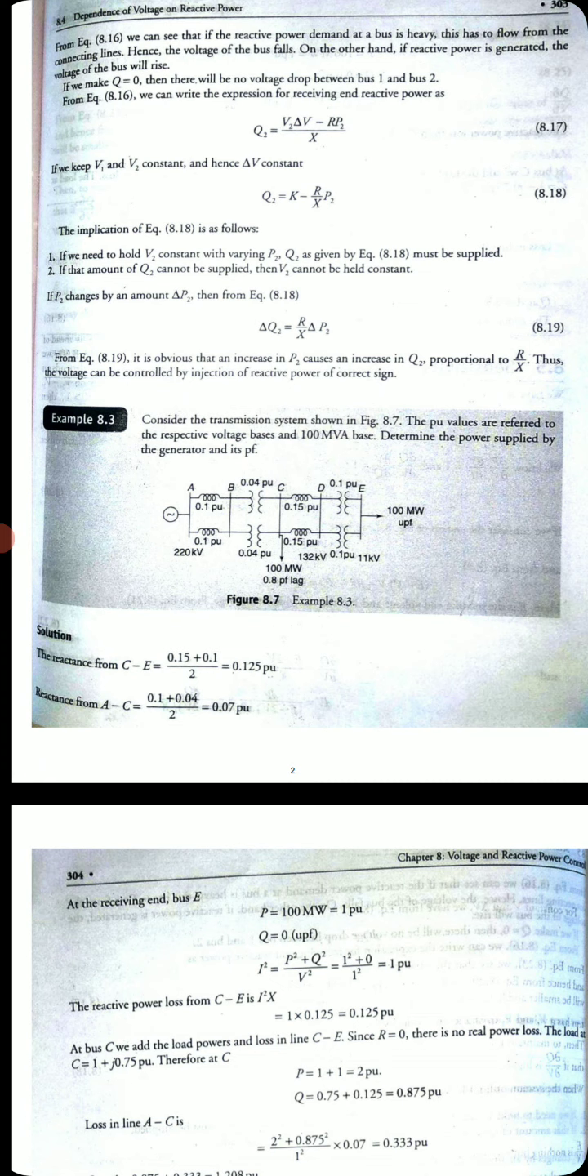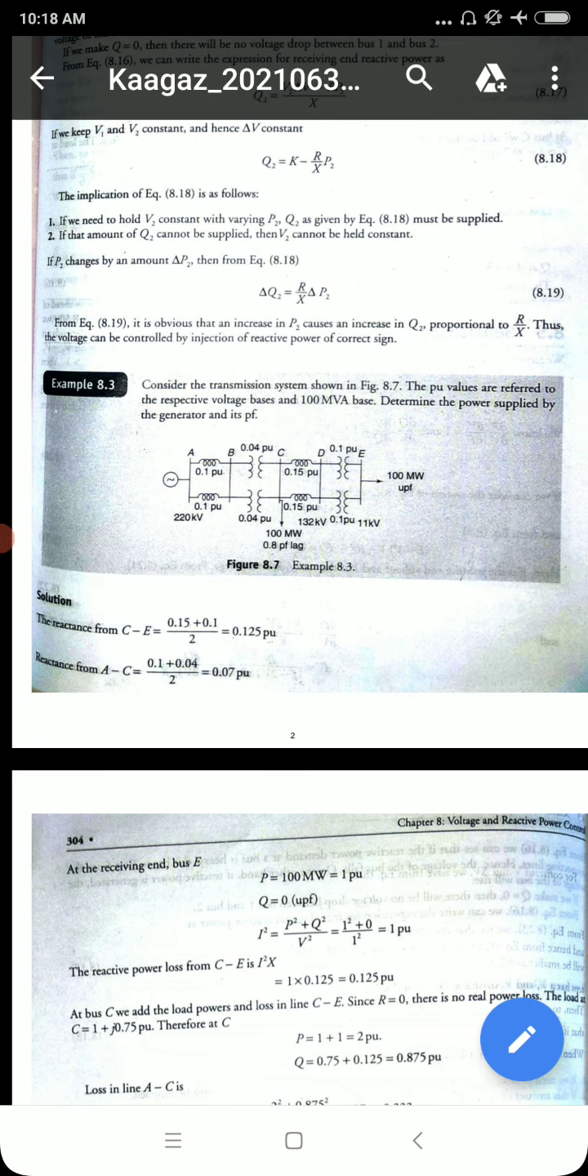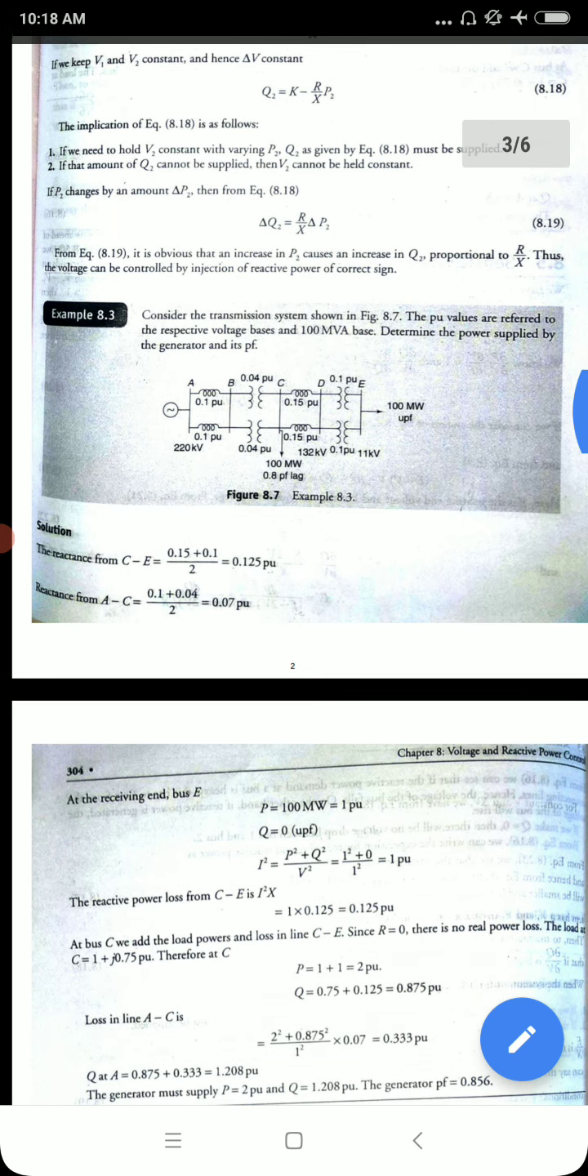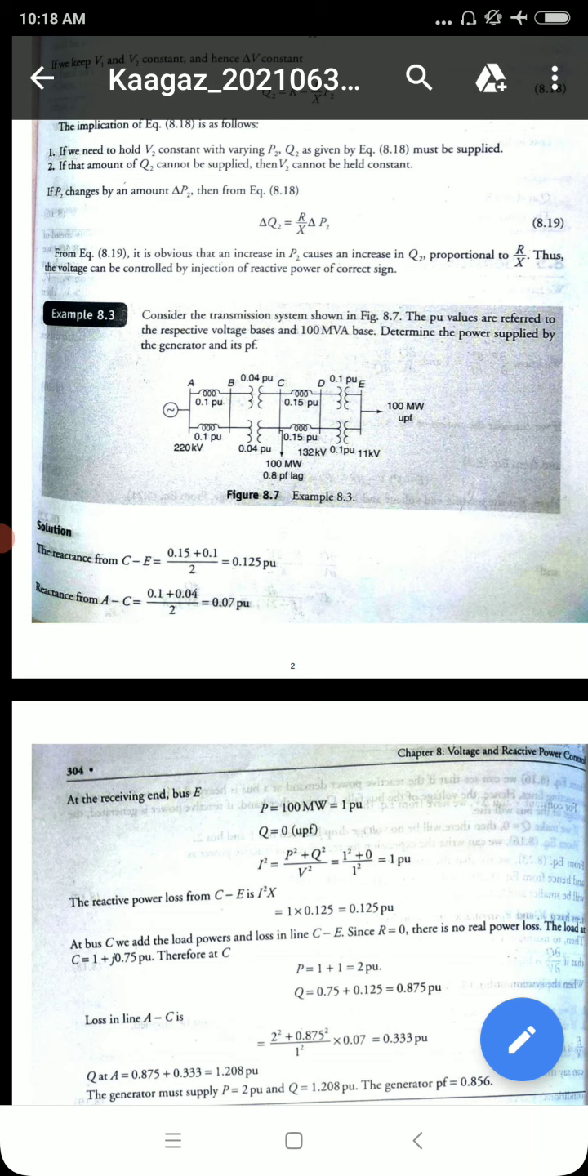The problem is, consider the transmission system as shown in figure 8.7. The per unit values are referred to the respective voltage bases and the 100 MVA base. Determine the power supplied by the generator and its power factor. First, the reactance of C to E: it is a double circuit line where 0.15 per unit and 0.1 per unit are there. So similar things, two lines are connected. You know that when connected in parallel, it is divided by 2. Then it is nothing but 0.125 per unit.